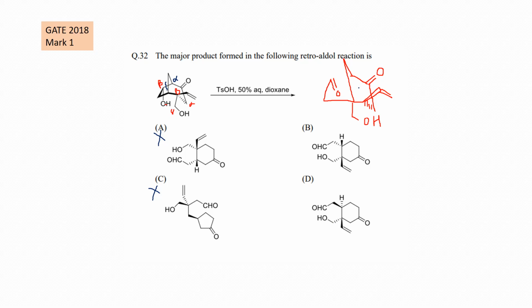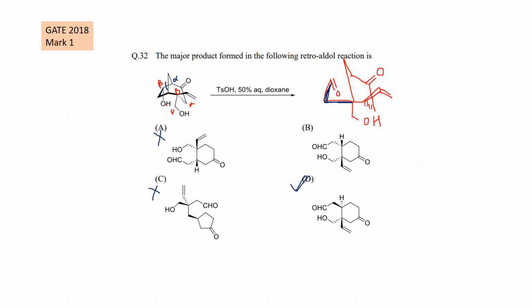Now this group, you can see, is already above the plane. This carbonyl group should be above the plane, because this was below the plane, and this carbonyl group is already above the plane. So the correct option will be option D, because this is above the plane. Okay, I think it was simple.